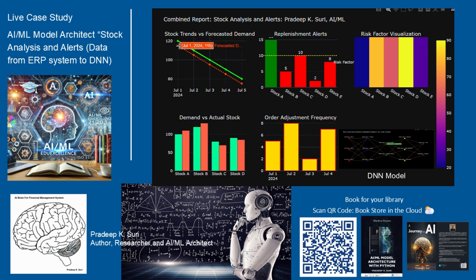Observations: stock levels are consistently below forecasted demand, indicating potential stockouts. The gap between the lines widens towards the end of the period, suggesting a more significant supply shortage.